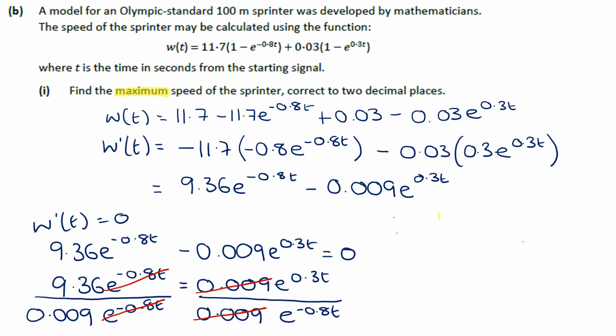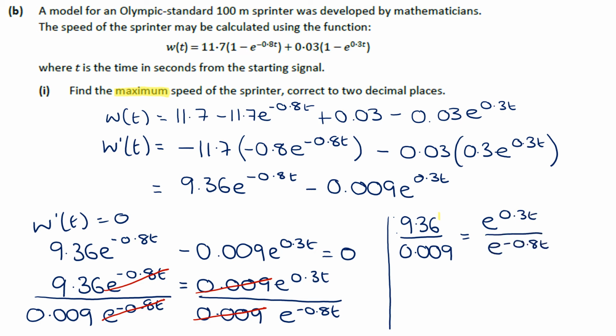And we end up with 9.36 divided by 0.009 is equal to e to the power of 0.3t divided by e to the power of minus 0.8t. Now this is much easier to work with because I can simplify this, which is 1040, and then with the e's, because I have a base to a power divided by the same base to a power, we can take away the powers.